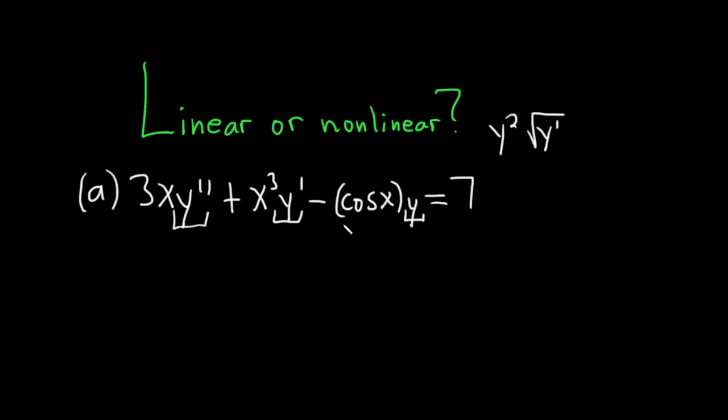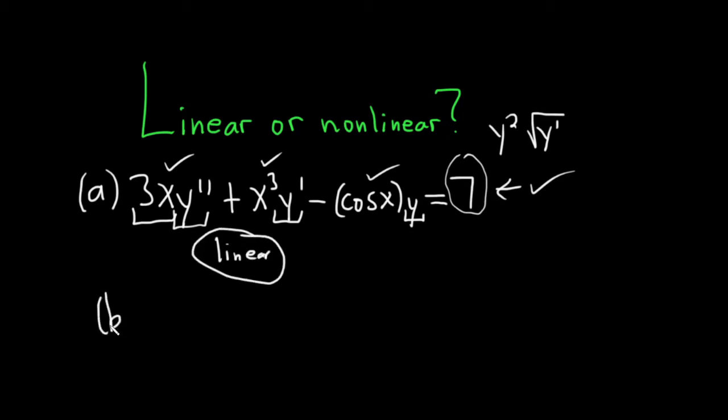The second condition is that you have a pure function of x over here. So over here, there's no y's, so all is good. And the last condition is that in front of y and any of its derivatives, you only have pure functions of x. So 3x is okay, x cubed is okay, negative cosine x is okay. So the answer is this would be linear.